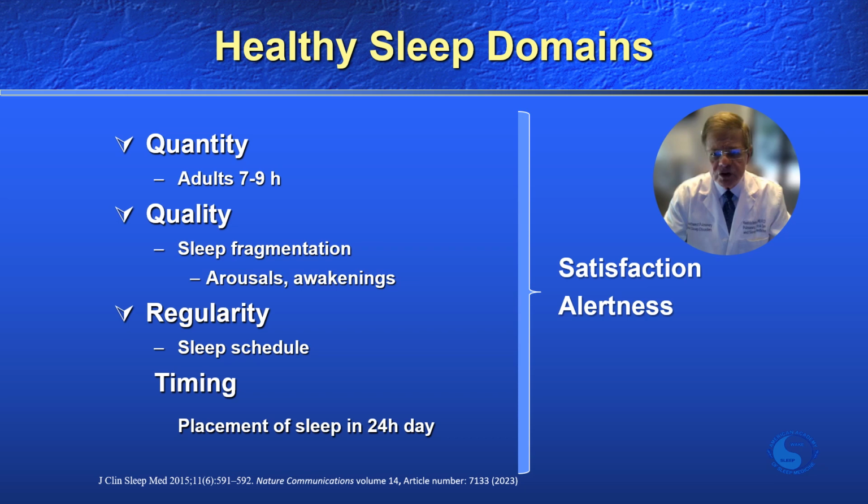Quality domain, as we saw before, has to do with sleep fragmentation. This can be evaluated by determining awakenings and arousals. Regularity has to do with sleep schedule. Timing of sleep relates to our 24-hour period that can also influence the two other domains, such as sleep satisfaction and alertness. After this part of my presentation today, we can appreciate the importance of defining and evaluating the patient's symptoms by a careful history.